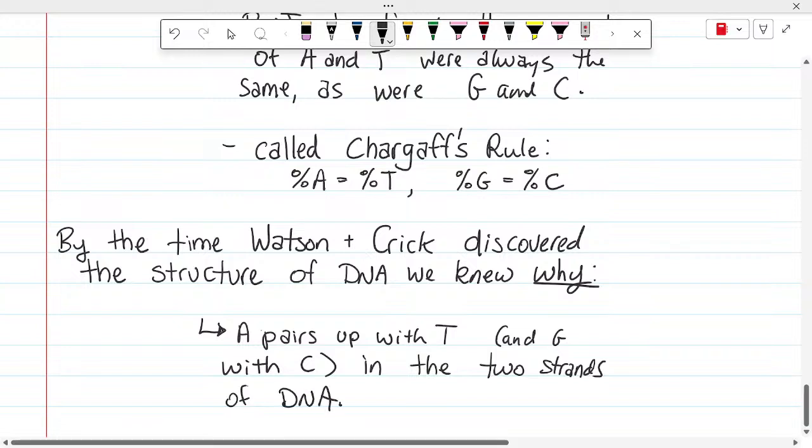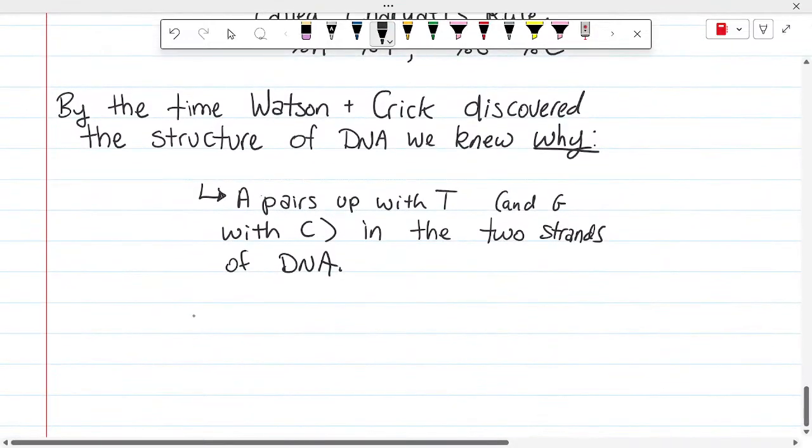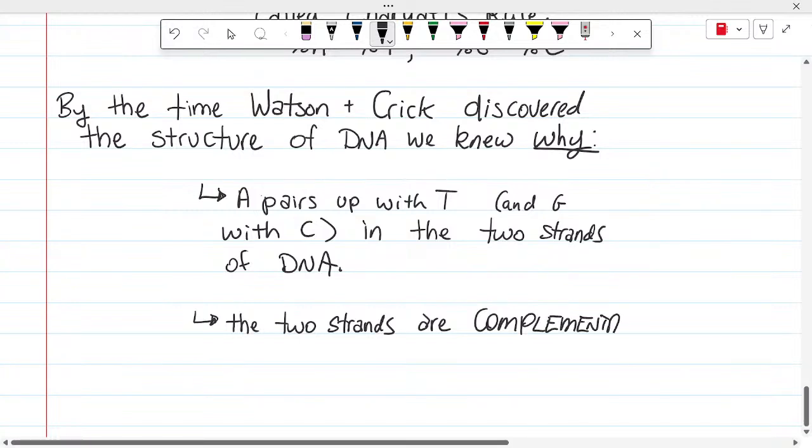Okay, so by the time Watson and Crick discover the structure, we know that A always pairs up with T and G always pairs up with C, right? So thus, the two strands are complementary. And if you know the code of one strand, then you must know the code of the other. Which also means that you can't really write code on both of them, right?